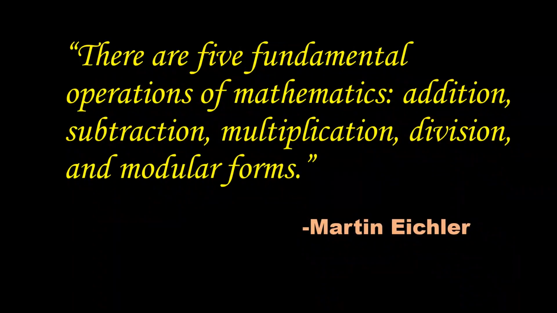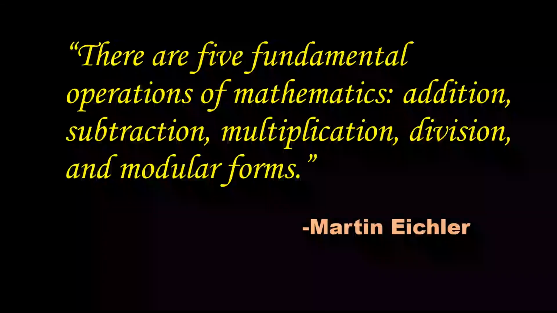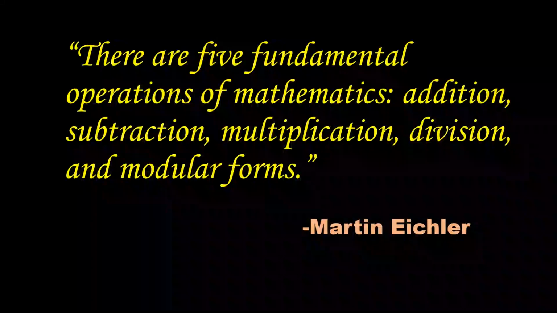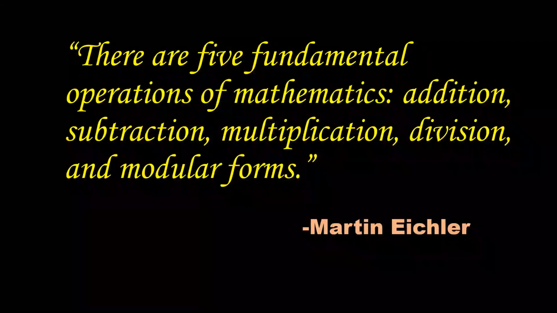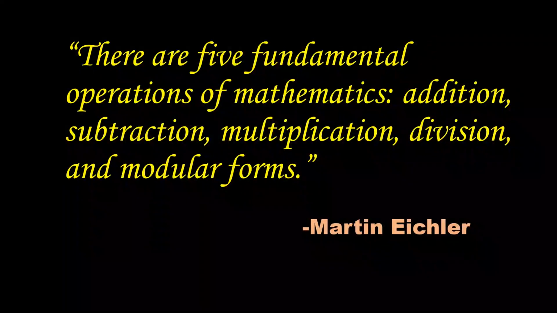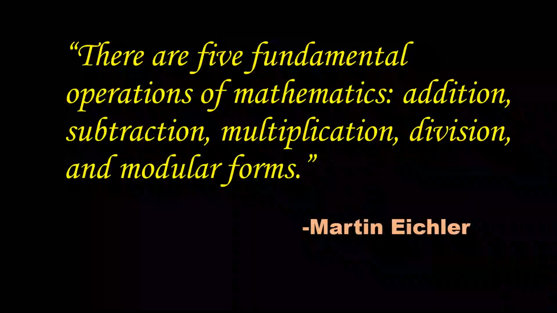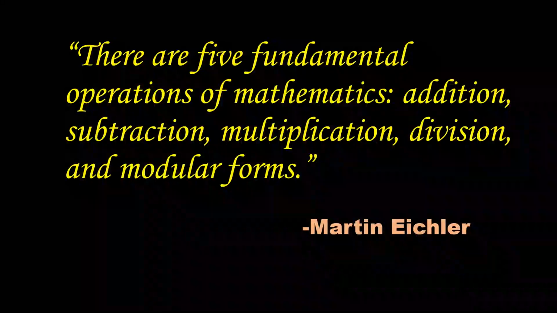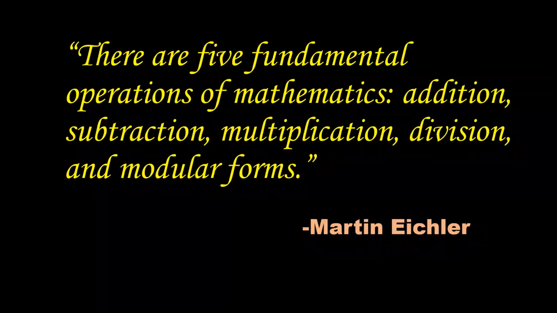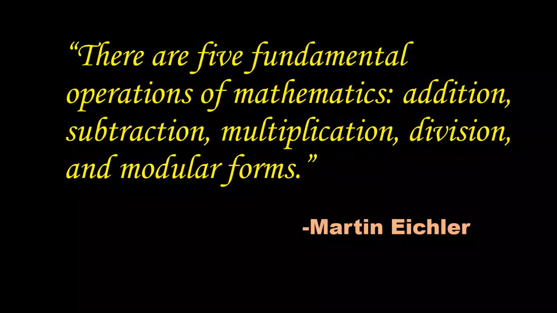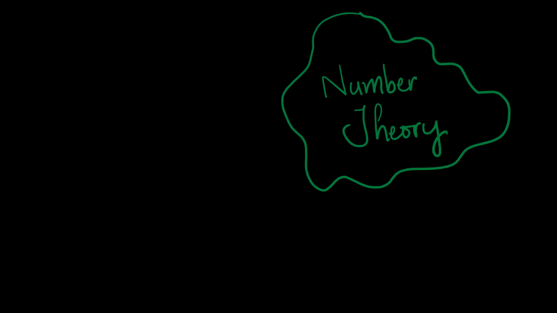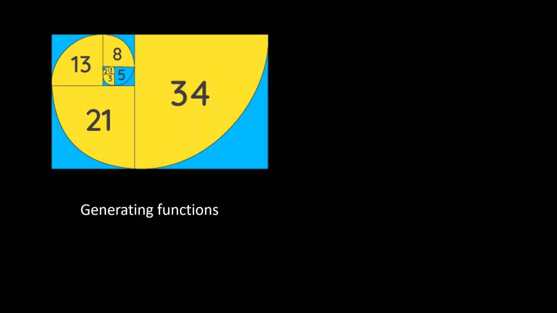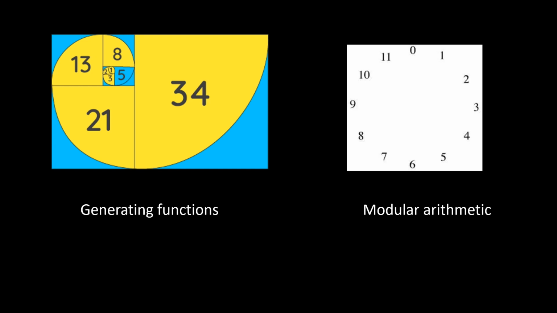They have proved to be so ubiquitous that the famous mathematician Martin Eichler has this famous quote about how there are 5 fundamental operations in mathematics: addition, subtraction, multiplication, division, and modular forms. Now, let's talk more about number theory and eventually get to the Rosetta. To do that, we first discuss the theory of generating functions and modular arithmetic.